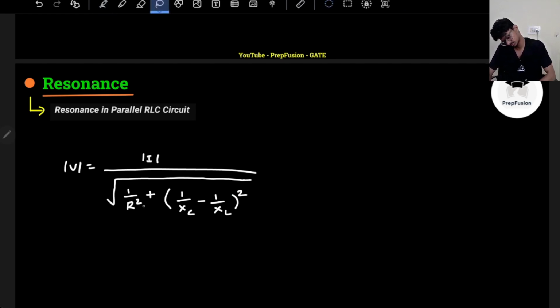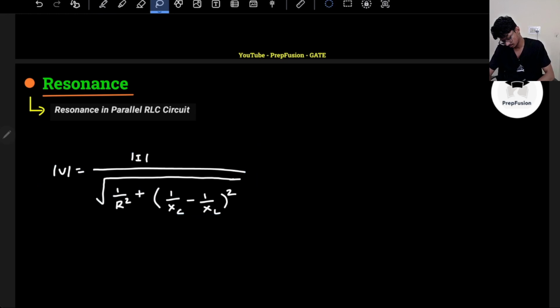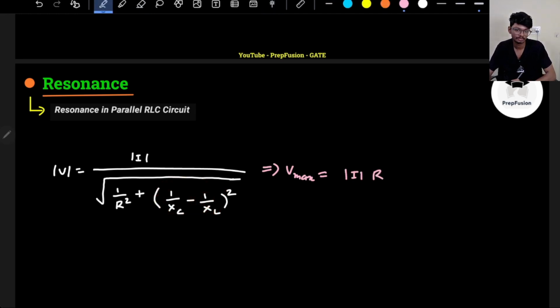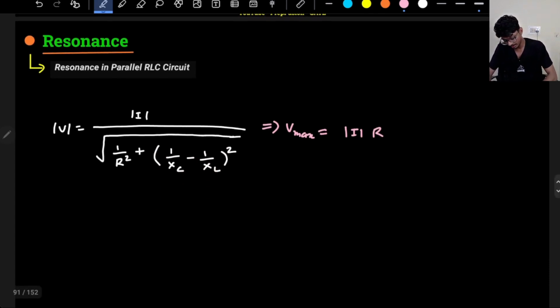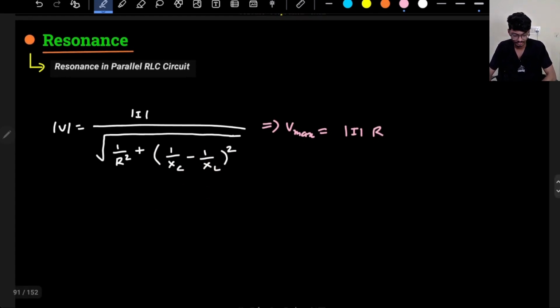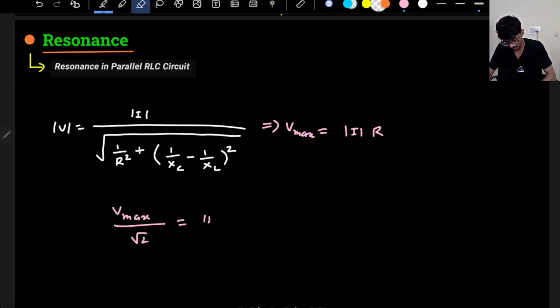What I can comment is, basically, what is the maximum voltage? Vmax is when these two are equal to each other, that means they will cancel each other out. So ultimately Vmax will be magnitude of I into R. This will be the Vmax. So I need the 70.7%, that is Vmax by root 2. At what frequency this happens? That is magnitude of I into R divided by root 2.